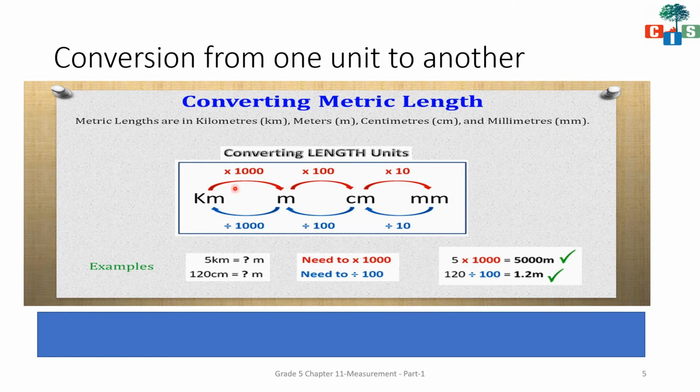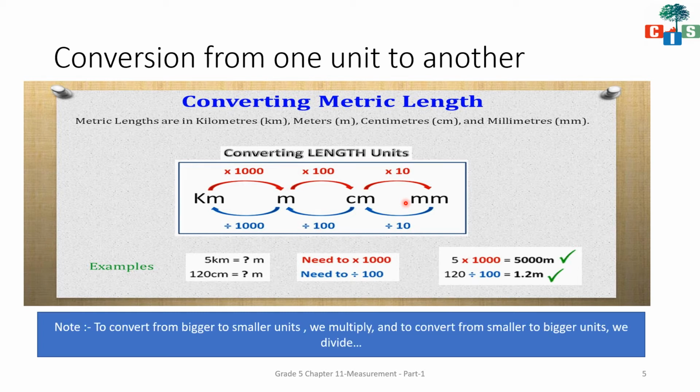km is for kilometer, m is for meter, which is the standard unit of length, cm is for centimeter and mm is for millimeter. Whenever we have to convert these units, we have to keep one thing in mind: whenever we are converting from a bigger unit to a smaller unit, we have to multiply. Kilometer is the biggest unit and millimeter is the smallest unit here.